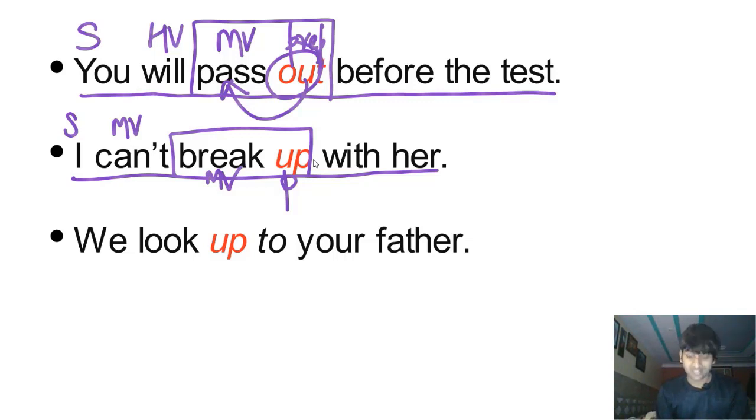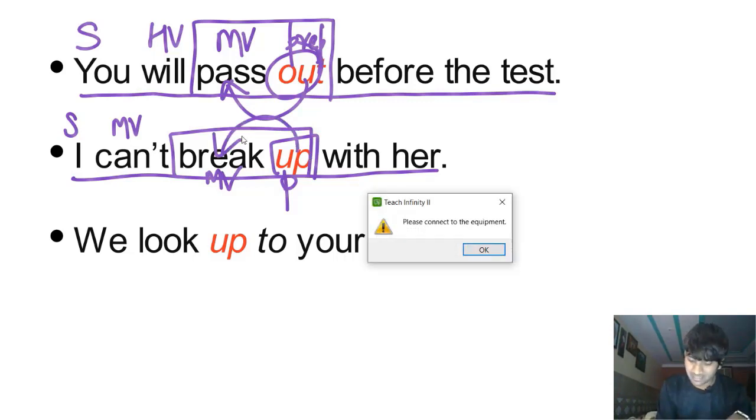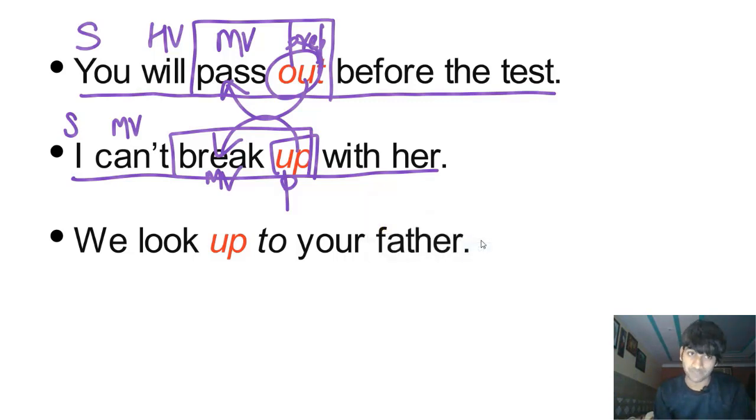But without the preposition up, the sentence has a different meaning. I cannot break with her. It does not make any sense. Here, the sentence does not make any sense without the preposition up. So in this phrasal verb, which is break up, the preposition is essential to the meaning of the verb. It is an adverbial because it's modifying the verb break. It is a complement because it's giving essential information about it. Hence, it is an adverbial complement.